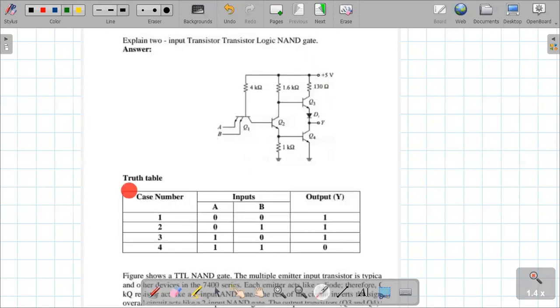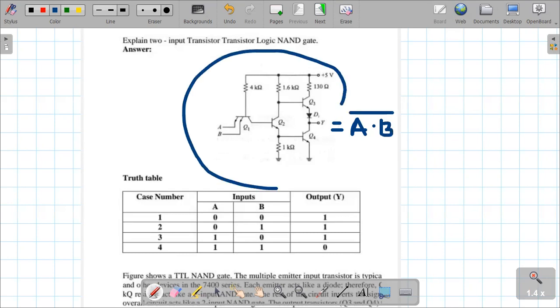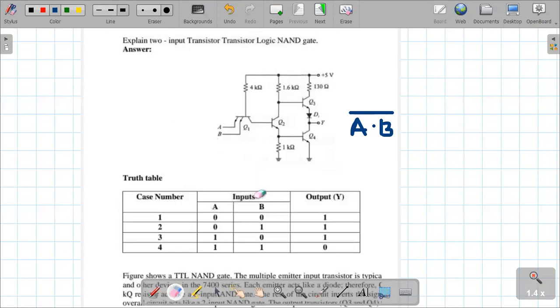Now, draw the truth table of the NAND gate. Here write Y equal to A into B bar, because this is the circuit diagram for a NAND gate. Therefore, we can draw it. Now, see case number one.